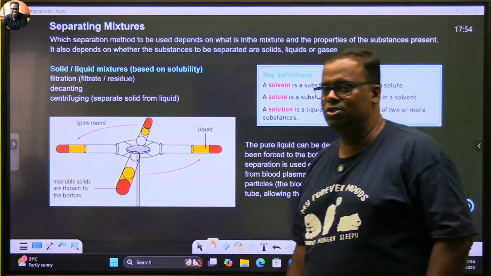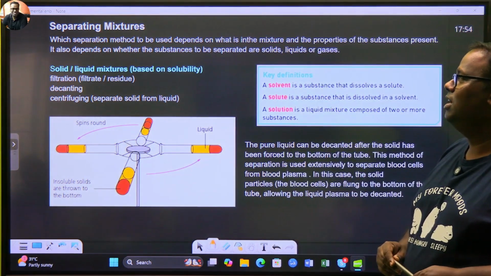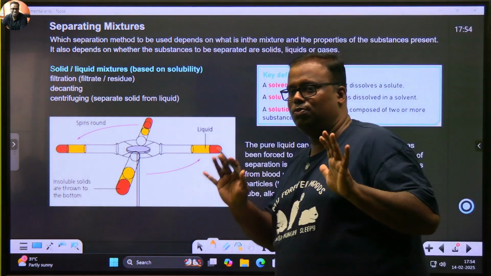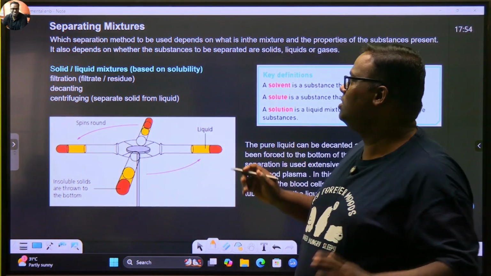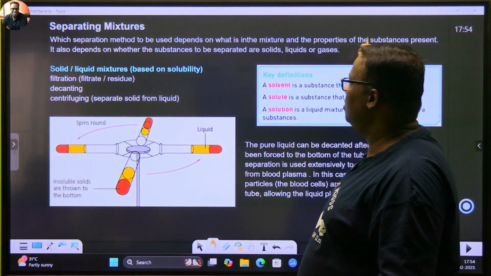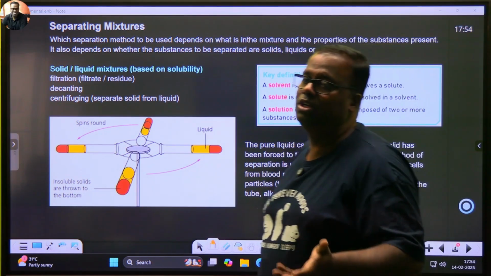Our next topic is all about separating mixtures, right? So let's understand what type of mixture. Now, separating mixtures: horses for courses. You do not have one technique which you will apply. We are going to see which separation method to be used depends on what the mixture is and what the property of the substance is. It also depends upon whether the substances to be separated are solid, liquid or gas.